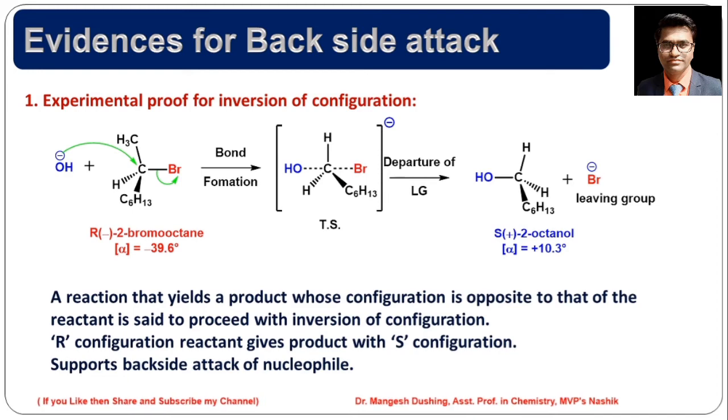A reaction that yields a product whose configuration is opposite to that of the reactant is said to proceed with inversion of configuration. So the R reactant gives you the S configuration. Suppose that is the S configuration of the starting material, that will give you the R configuration of the product. So this supports the backside attack of the nucleophile. The change in sign of the specific rotation clearly indicates that backside attack of the nucleophile takes place.